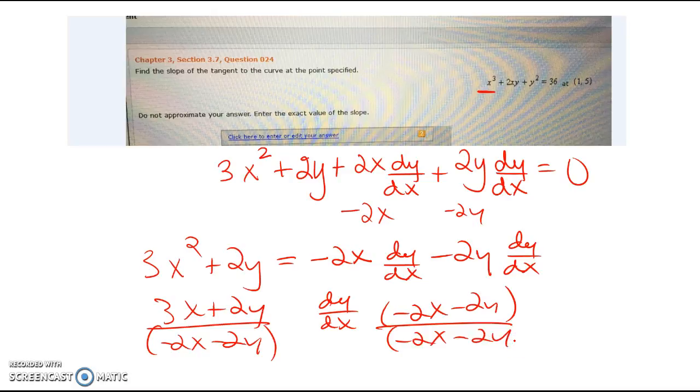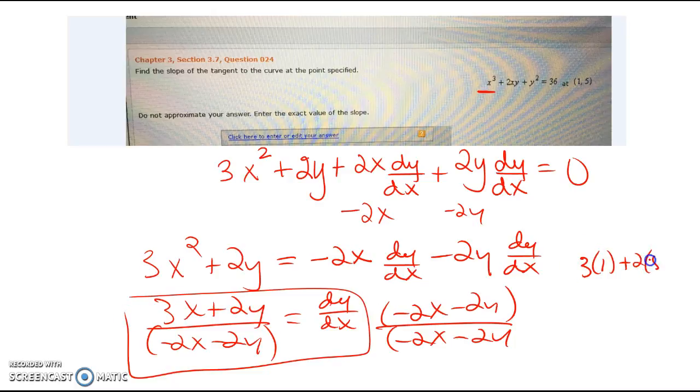All right, at the point (1, 5), because this is what we have, right? The point (1, 5): 3 times 1 plus 2 times 5 over negative 2 times 1 minus 2 times 5. Let's see if we did this right. So that's 13 over negative 12.